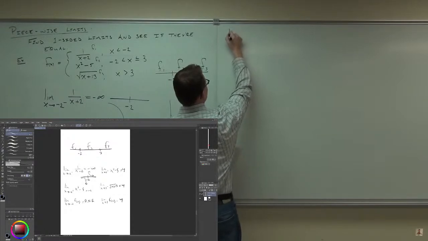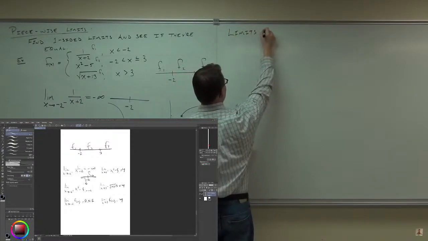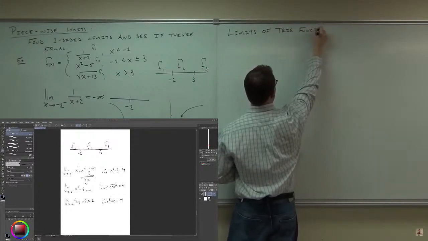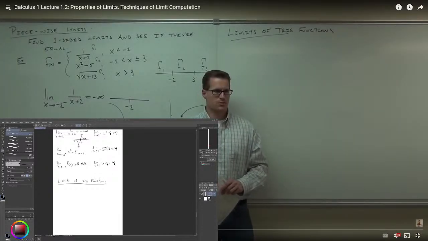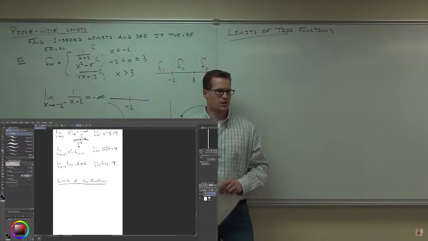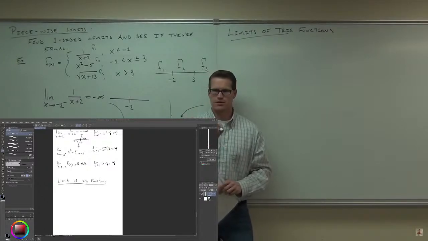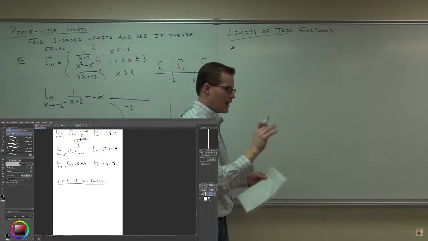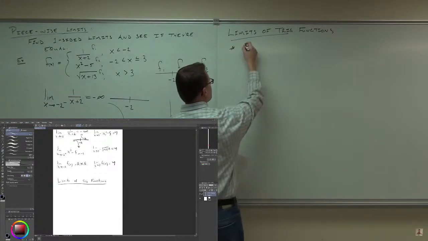Limits of trig functions. Okay, there's a couple things you have to buy in on for me to do this properly. The first thing is that sine and cosine are continuous everywhere. Continuous means you can draw it without lifting your pencil off the paper. Can you draw sine and cosine such that they are continuous? Do you ever lift your pencil off the paper? No, so they are continuous. This is going to come up later in our class, but I want to say it now. Sine and cosine are continuous everywhere.